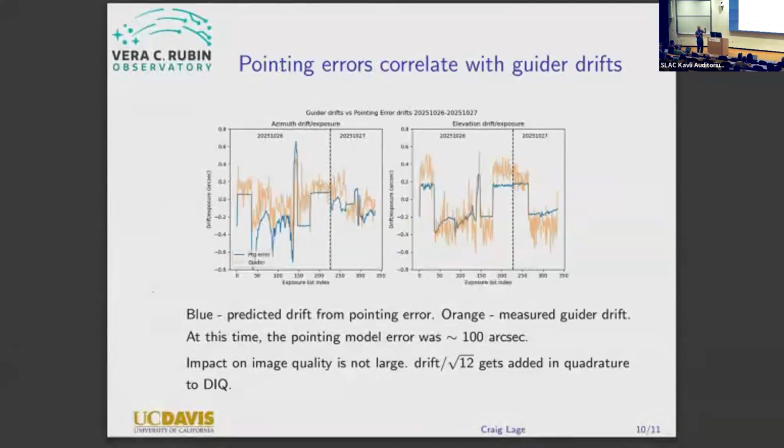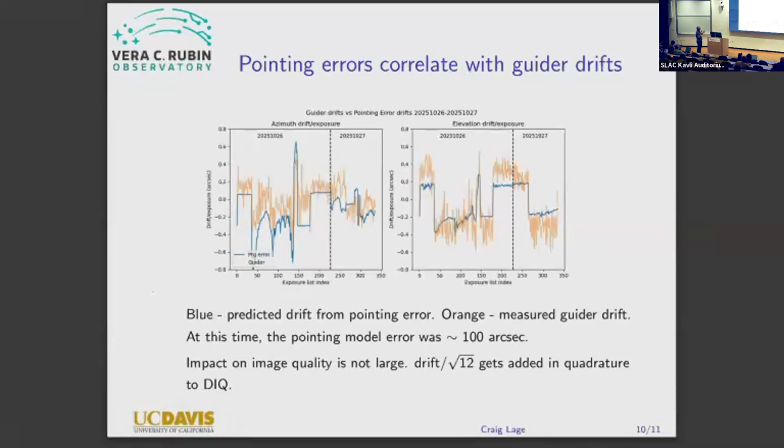So if we think we're pointed here, but we actually pointed here, then the tracking is a little bit off. The blue is the predicted error that you would get given the known pointing error, and the orange is what is measured from those guider chips. You can see they track pretty well. At this time, the pointing model error was on the order of 100 arc seconds.